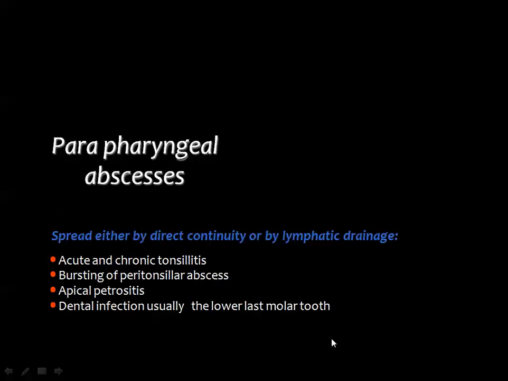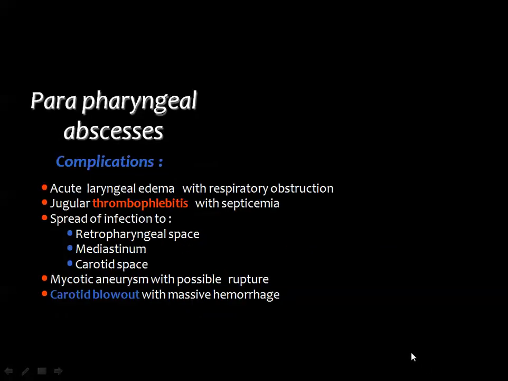Then the spread to the parapharyngeal space may come from tonsillitis, may result from bursting of a peritonsillar abscess, may occur secondary to apical petrositis, or may be the sequelae of infection in the mouth floor. And you remember that a retropharyngeal abscess may spread laterally into the parapharyngeal area.